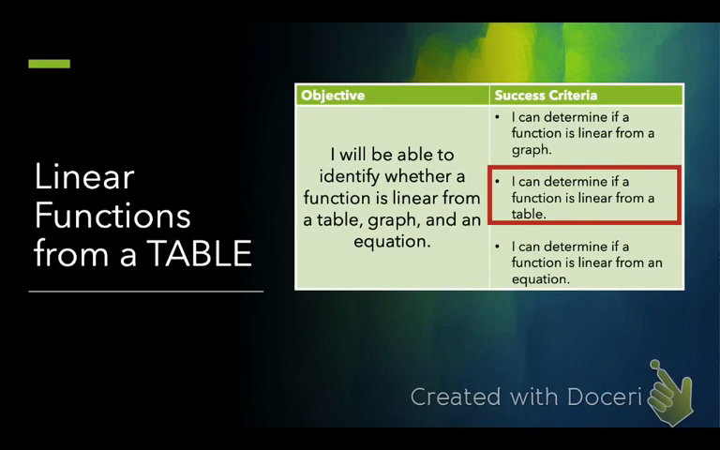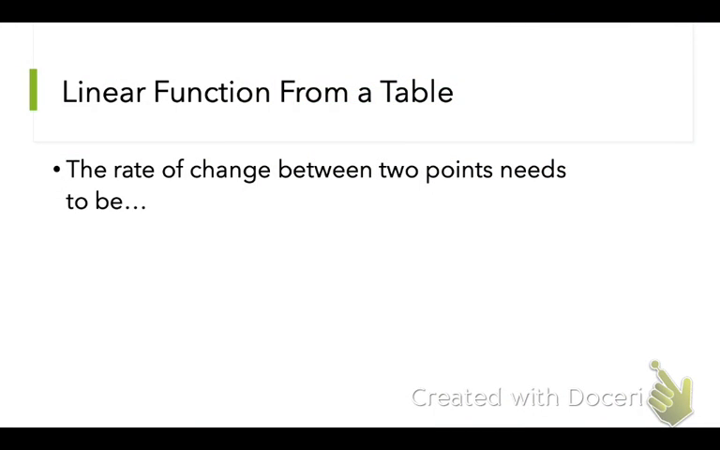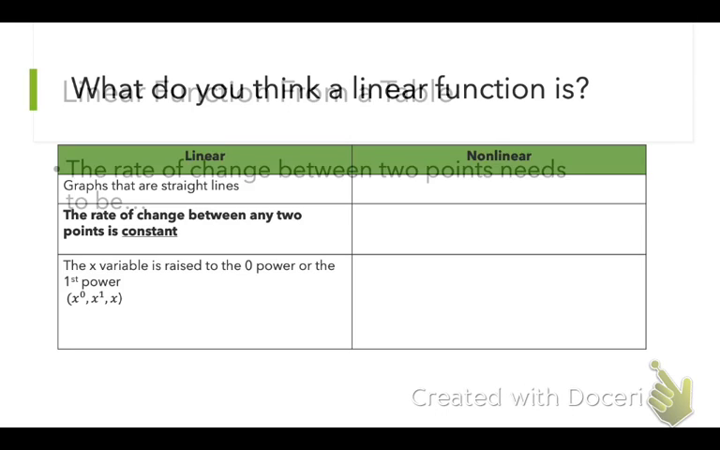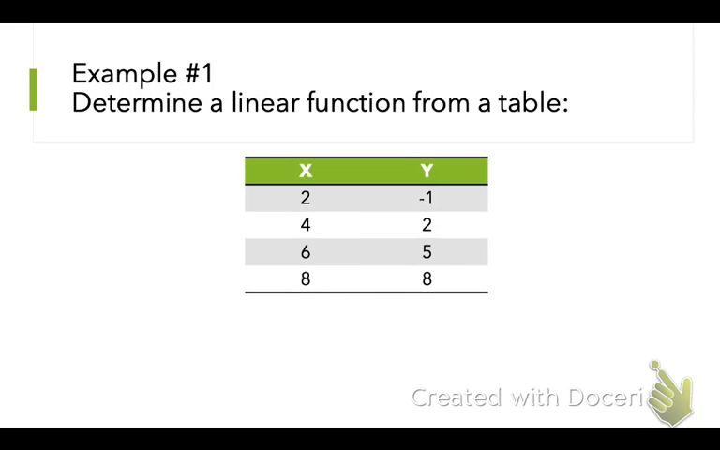Good morning. This video is about how to find a linear function from an equation, but first let's review how to find it from a table. To find it from a table, the really important piece is that the rate of change between 2 points needs to be constant. So if we look at example 1 as our table, we have our x values on the left and our y values on the right.